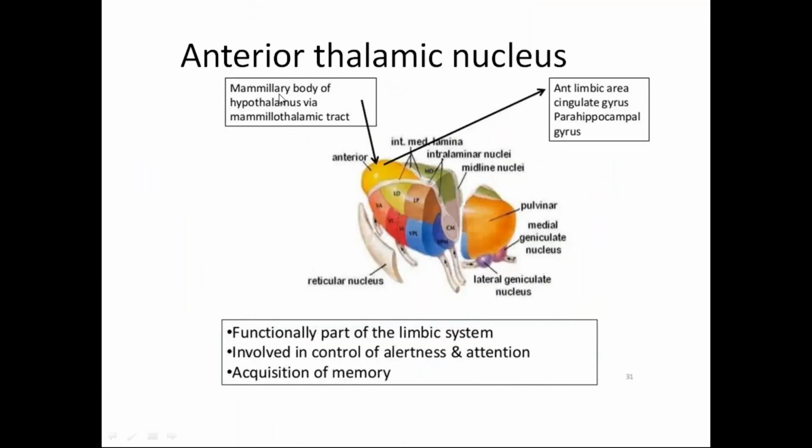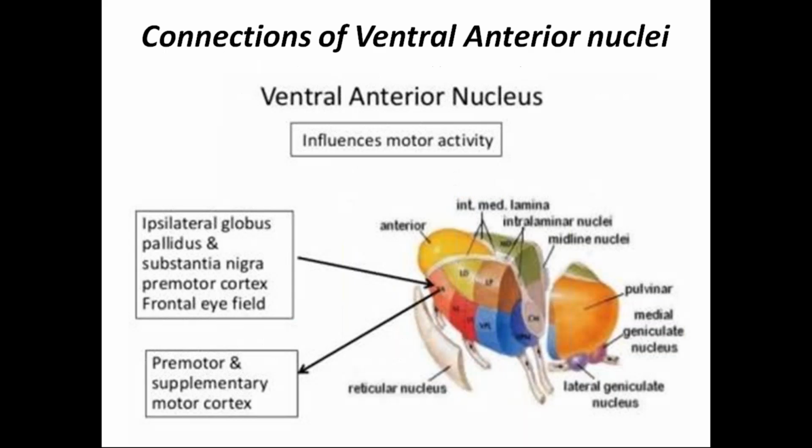So anterior thalamic nucleus is connected to the mammillary body of the hypothalamus via the mammillothalamic tract, and the anterior limbic area, cingulate gyrus, parahippocampal gyrus. The afferents come from here and efferents go to this, that is to the cingulate gyrus. When we do the limbic system, this is going to become much clearer. Functionally it is part of the limbic system, involved in control of alertness and attention and acquisition of recent memory. So this is what the anterior thalamic nucleus is doing.